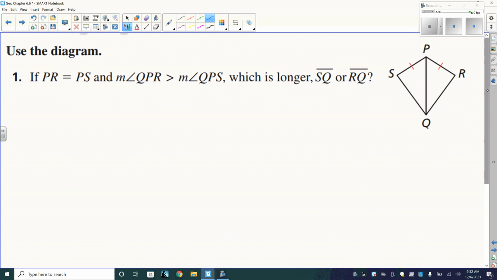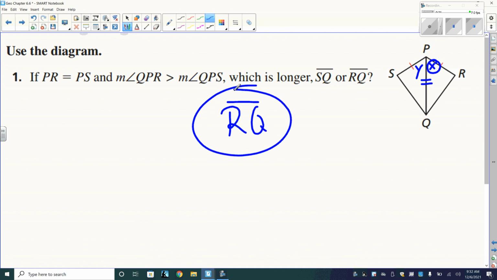If PR and PS are congruent, and we do have this congruent side in the middle, and we're told that angle QPR is greater than angle QPS, so this here would be the bigger angle. Which side would be bigger? Bigger side is opposite bigger angle. Smaller side is opposite the smaller angle. That's it. Questions on this here?